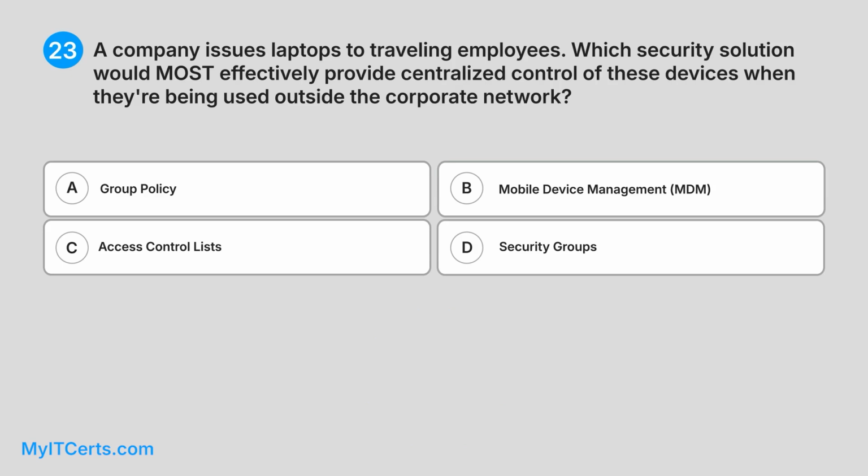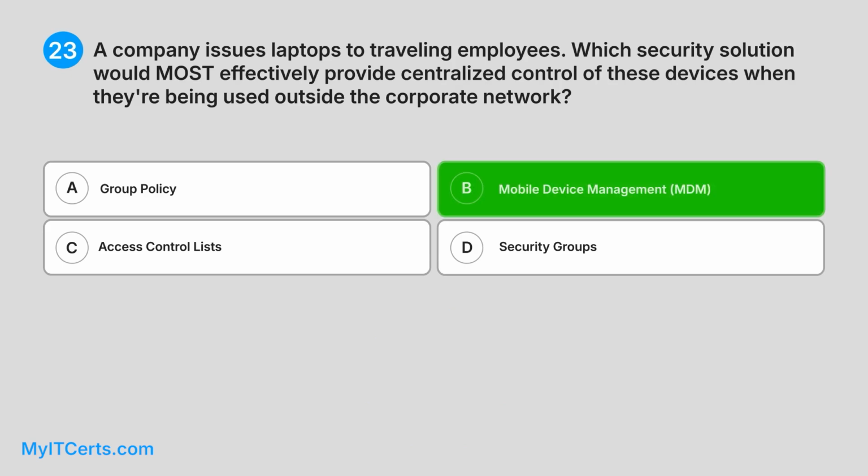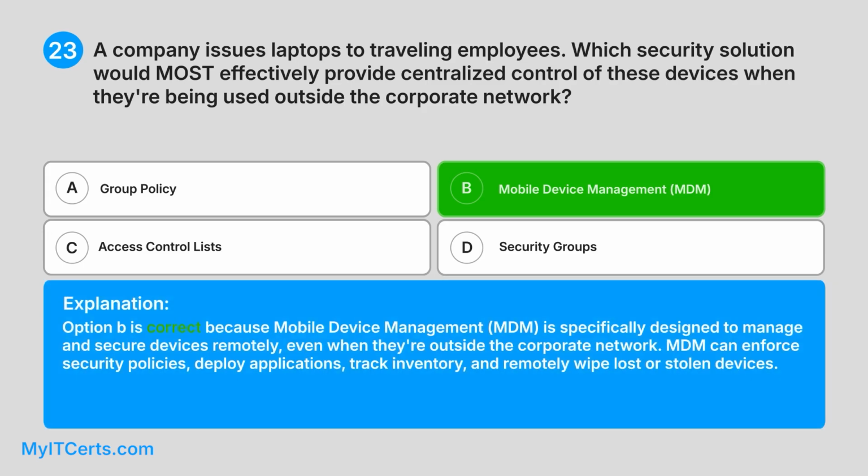Correct answer: B. Mobile device management, MDM. Explanation. Option B is correct because mobile device management, MDM, is specifically designed to manage and secure devices remotely, even when they're outside the corporate network. MDM can enforce security policies, deploy applications, track inventory, and remotely wipe lost or stolen devices.